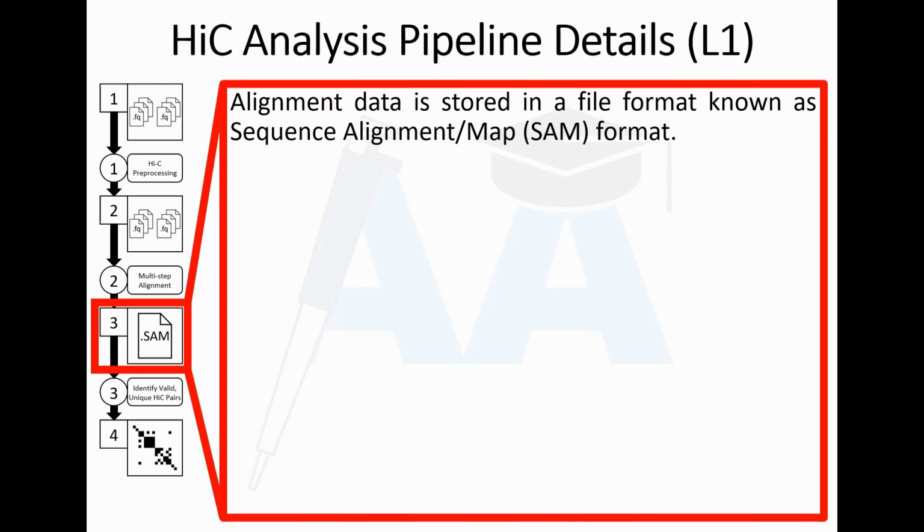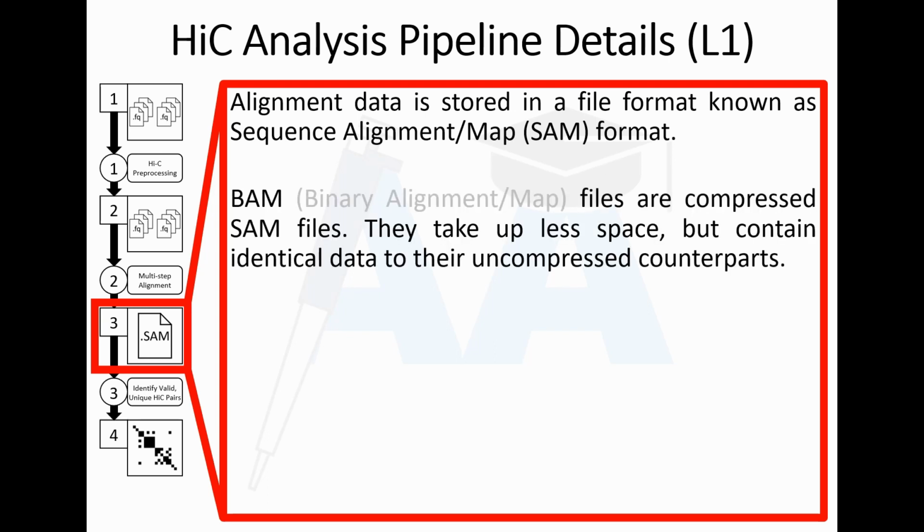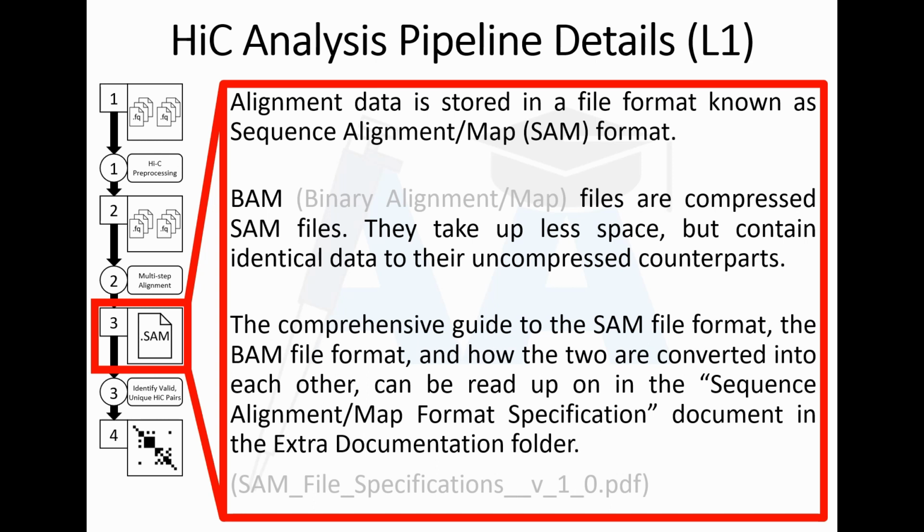So what is a SAM file? SAM stands for Sequence Alignment Map, and this is the file format used to store alignment results. Some alignment programs produce BAM files instead, but BAM files are just compressed SAM files. They take up less hard disk space on your computer, but they contain identical data, organized in the same way as their uncompressed counterparts. I will explain SAM files in detail, but you can also refer to the official SAM file specifications document linked in the description below.